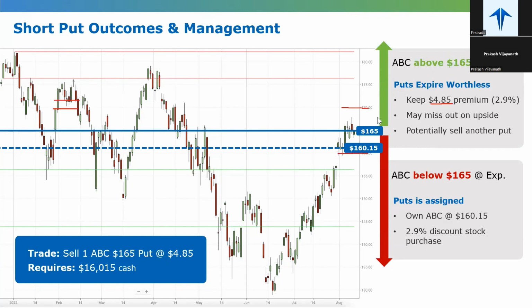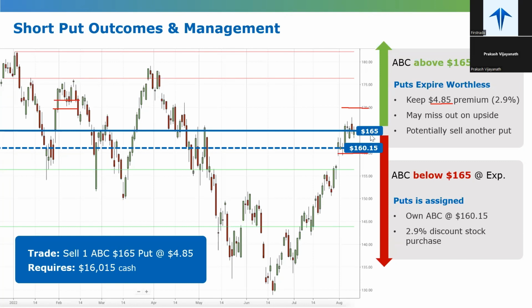So what does this mean? Well, in the event that ABC at expiration is below 170, yes, you missed out on capital appreciation, as in you could have purchased at 165 and it said 168. There's $3 of capital appreciation that you missed out on, but you received $5 already from the premium received.